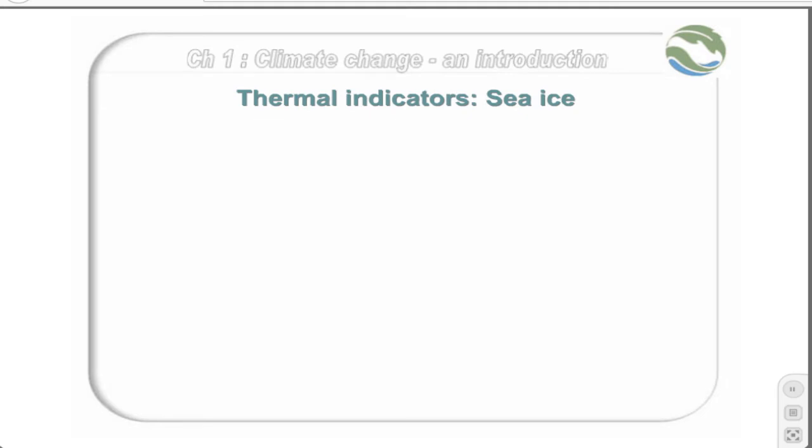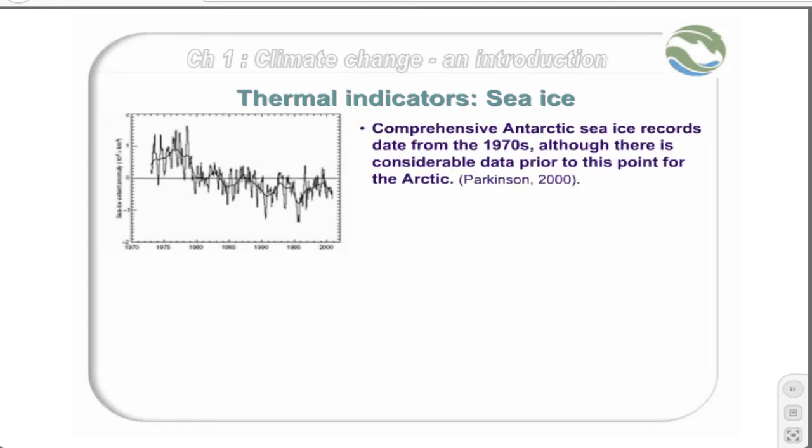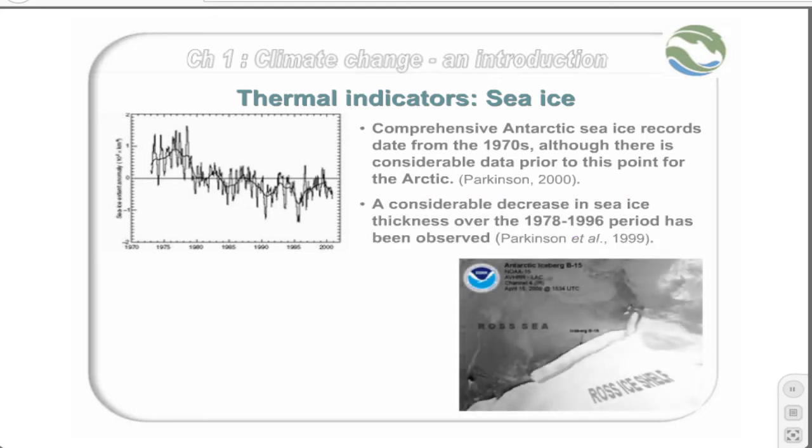Another indicator of increasing temperature is the retreat of sea ice. Comprehensive Antarctic sea ice records date from the 1970s, although there is considerable data prior to this point for the Arctic. A considerable decrease in sea ice thickness over the 1978 to 1996 period has been observed. Satellite data has shown a considerable decrease in the extent of sea ice.